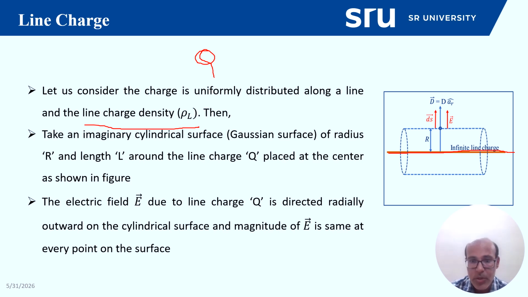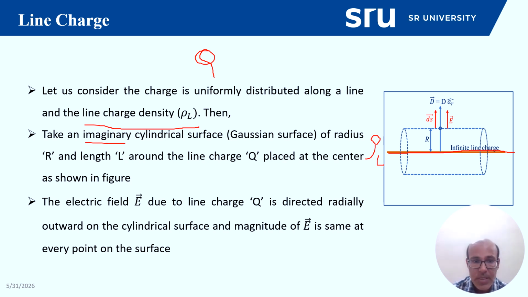So we essentially should be knowing how much charge is present per unit length. Now, just like in the previous case, for point charge, we considered a spherical Gaussian surface. The idea is that the Gaussian surface should be encircling it symmetrically on all sides. Just like that, in case of a line charge, we take a cylindrical Gaussian surface.